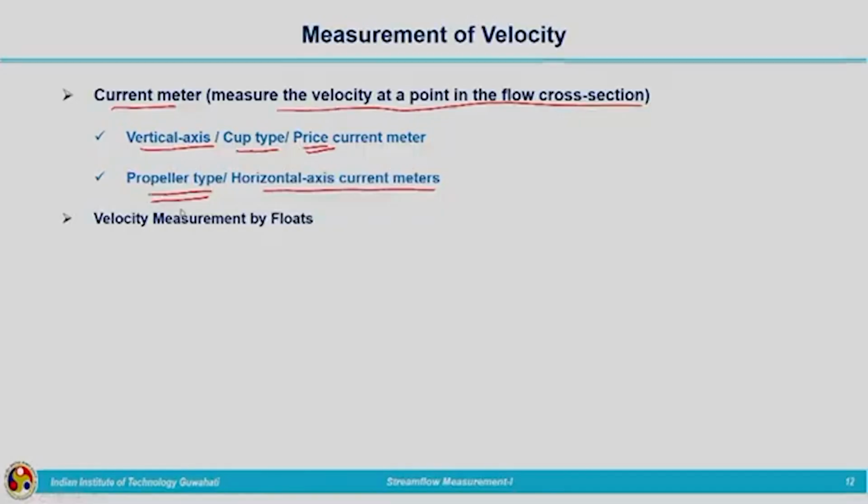Now, another way of measuring velocity is by means of floats. We can make use of floats for the measurement of velocity also. So, two ways are there, by means of current meter and also by means of floats. Let us look into the case of current meter.